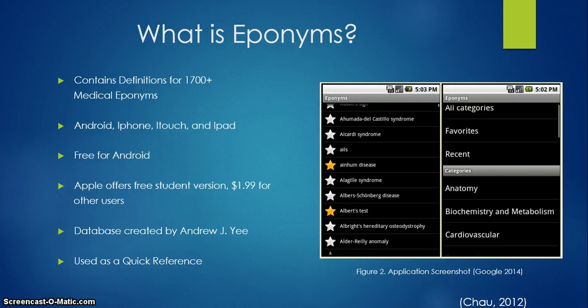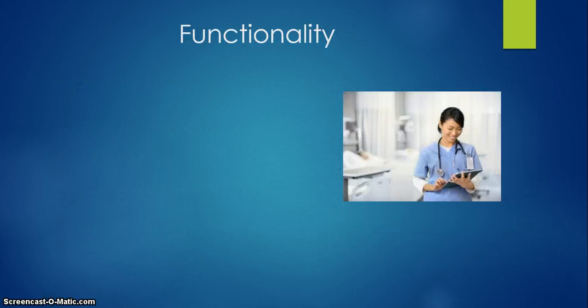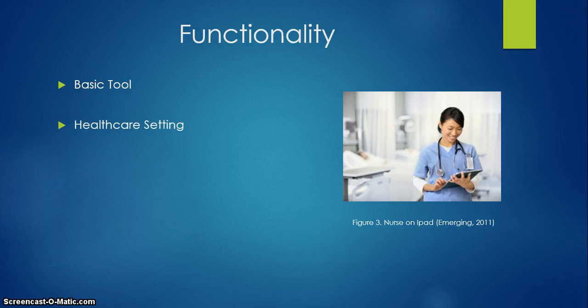The screenshot to the right shows the application's format, which is basically categories within categories that the user navigates to retrieve the desired information. Eponyms is a very basic app. The information provided is comprehensive and only relevant when seeking the definition of a medical eponym. The data should not be used solely to determine patient diagnosis and care.